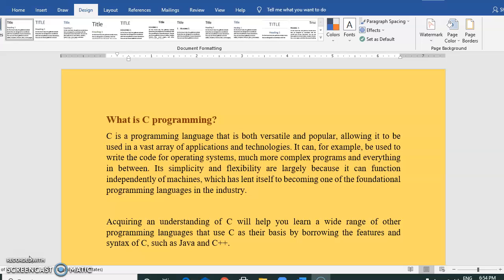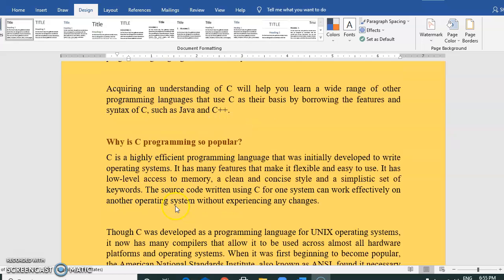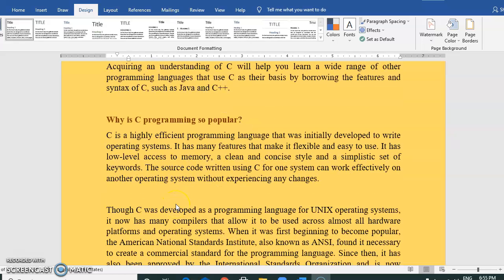Its simplicity and flexibility are largely because it can function independently of the machines, which has lent itself to become one of the foundational programming languages in the industry. So acquiring an understanding of C will help you to learn a wide range of other programming languages like Java, C++, like that. Okay. So friends, why is C programming so popular?